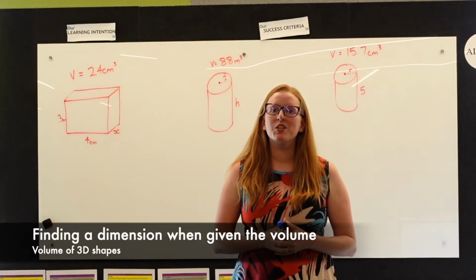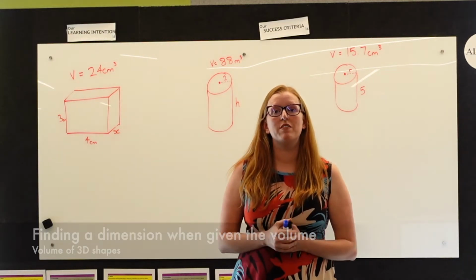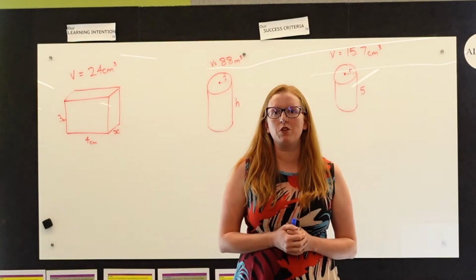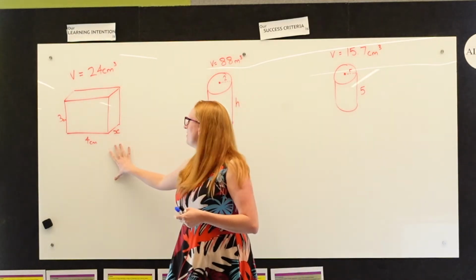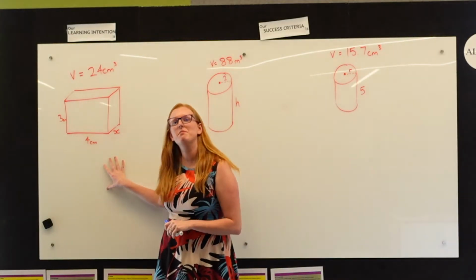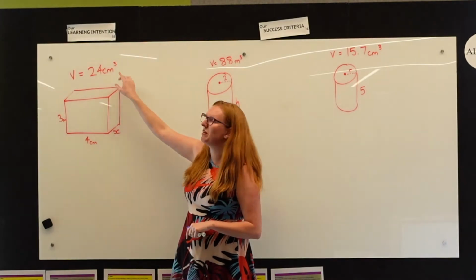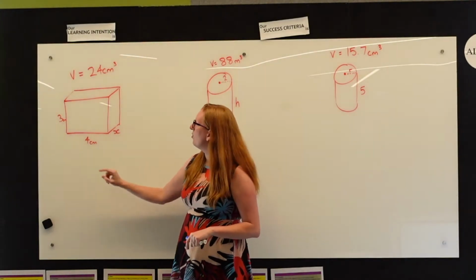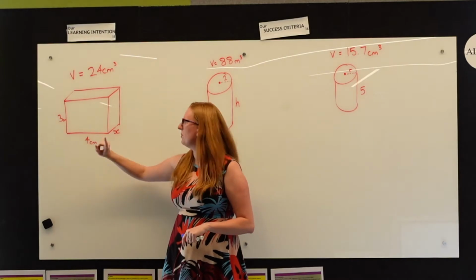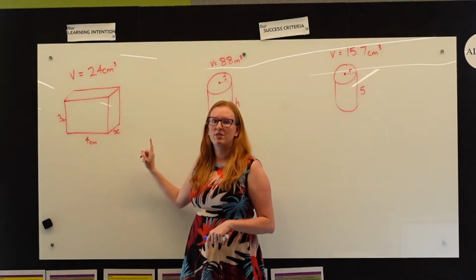Okay, now we're going to look at how we can find one of the missing dimensions when we're given the volume. So here on our first shape, it's a rectangular prism. We're given the volume being 24 centimeters cubed. We have a dimension for the height. We know the base, but we don't know the depth.